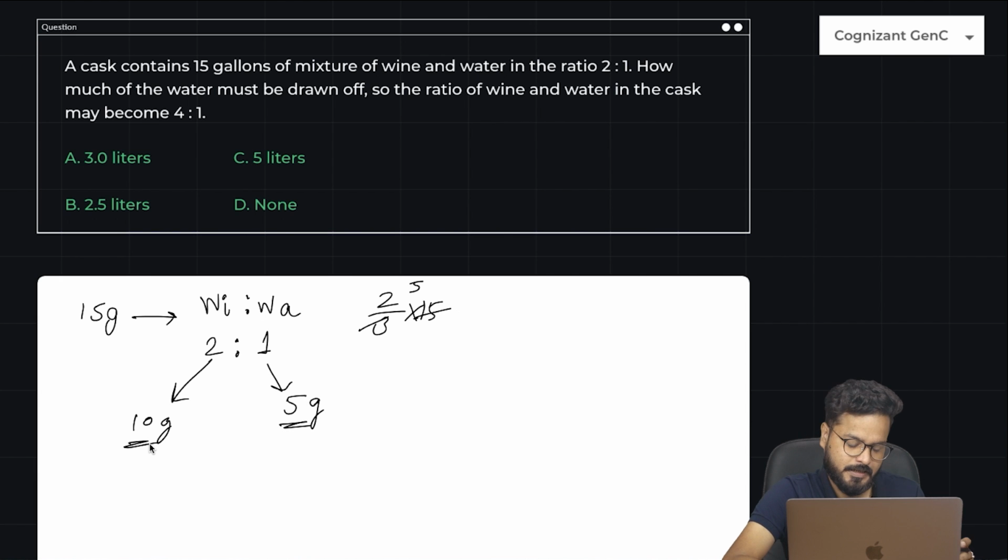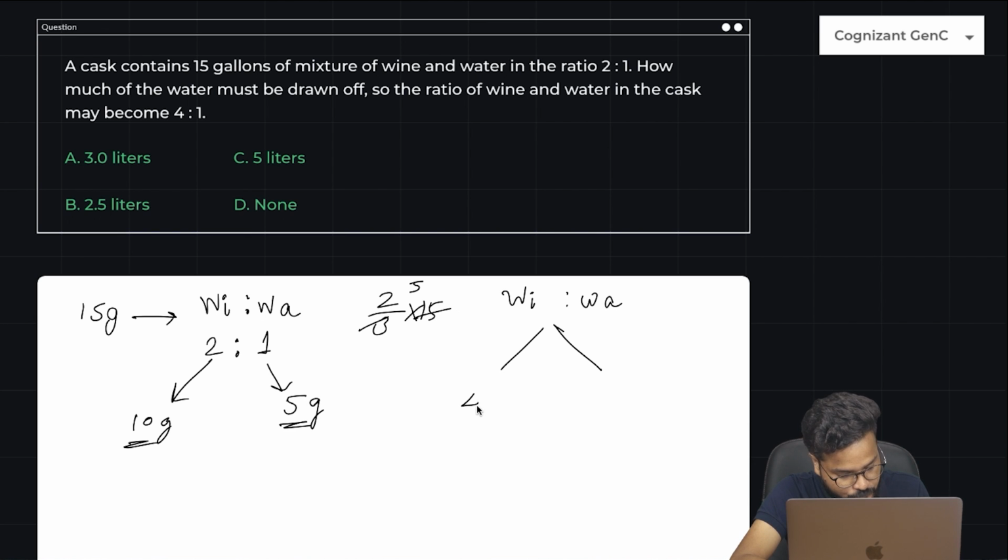This is now a little weird question, guys. Weird in the sense, the question says, how much of the water must be drawn off so the ratio of wine and water in the cask may become 4 is to 1? They're not asking you to remove the mixture. They're asking you to remove just water. And that makes this question a little unique or a little different. So what they are saying is, after removal of just water, the ratio of wine is to water would become 4 is to 1. If they're saying we are just removing water, that means the wine would still be 10 gallons.